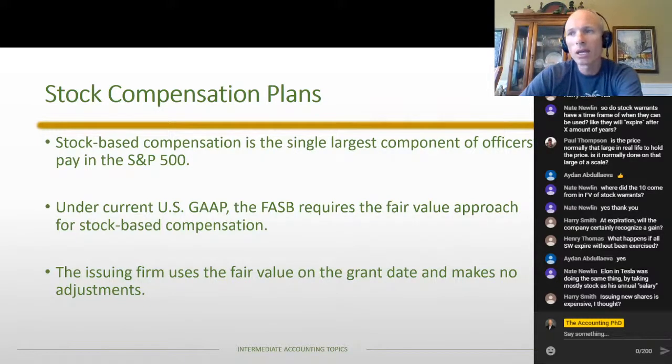There are many professionals who think that we should be making adjusting entries. That may come down at some point in the future, but right now we don't do that.